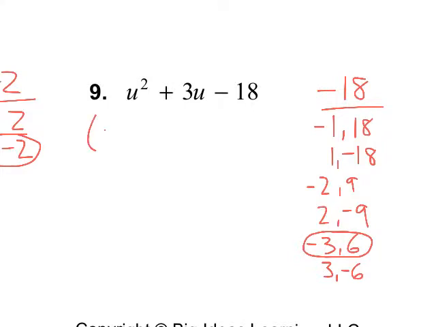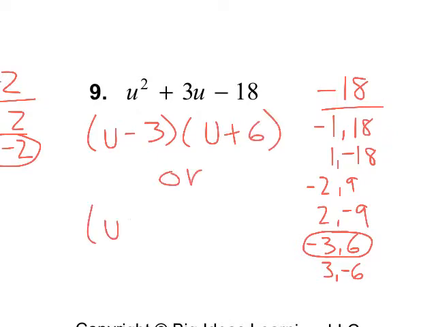So then I have u minus 3 and u plus 6. If I was going to flip-flop them, remember my signs matter, so I would put u plus 6, u minus 3. So the order in which the parentheses are written does not matter. The order in which you have the plus and minus, or the number in which you have the plus and minus, does matter. Okay?